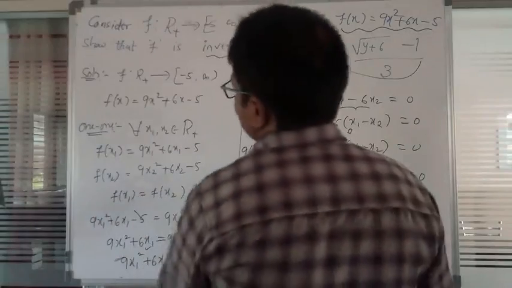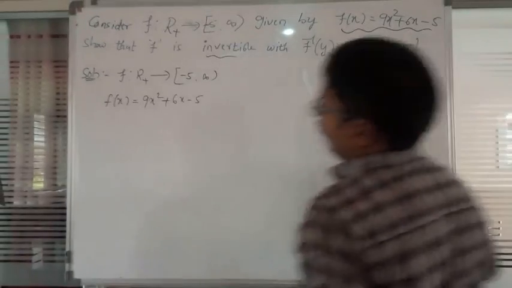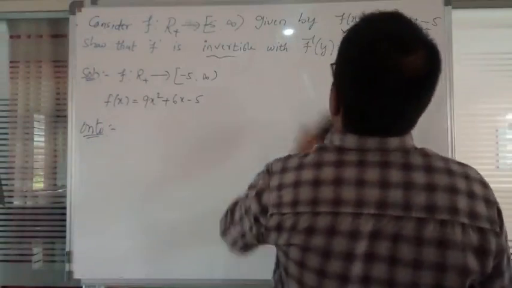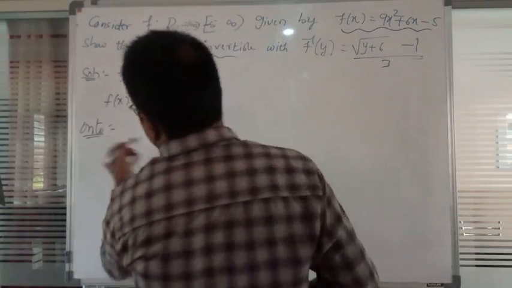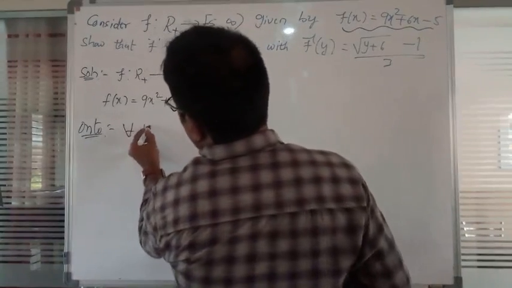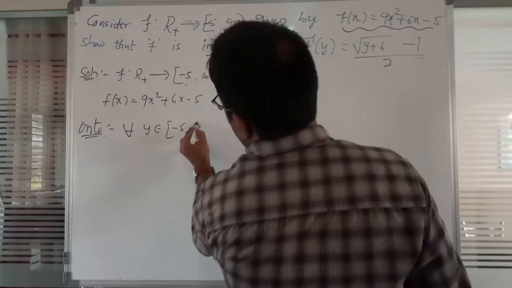Next we go to satisfying onto. We go to the onto functions. How do we satisfy that it is an onto function? First you should write it like this: for every y belonging to the B set. It means that the B set is minus 5 to infinity.